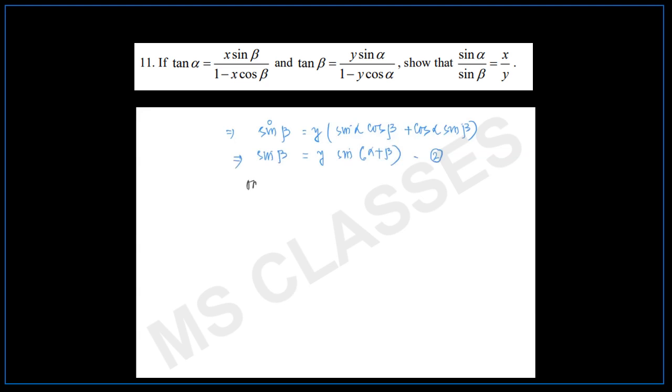On dividing equation 1 by 2, we get sin alpha by sin beta equal to x by y. And that is what we needed to do.